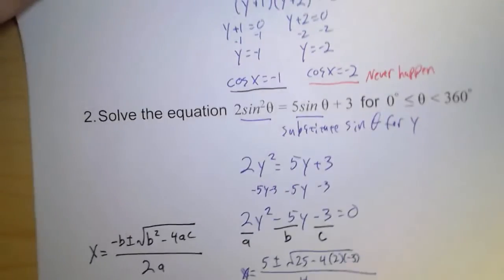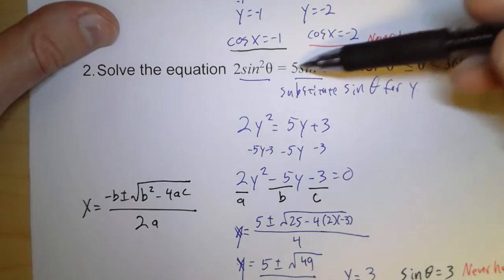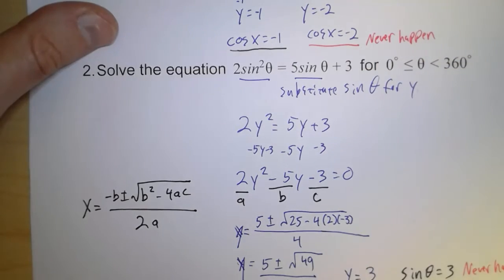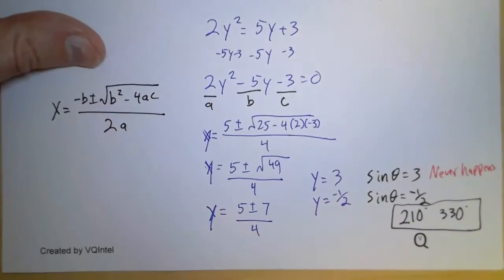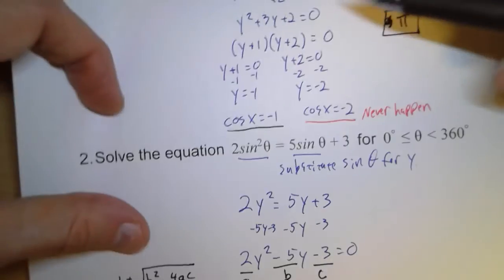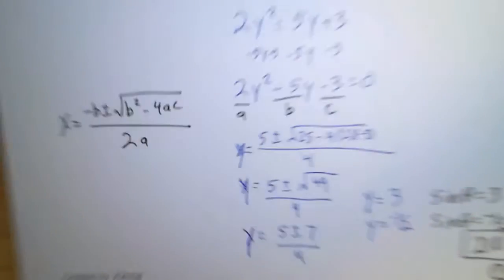So this is how we attack a problem that is really a quadratic. We just substitute out sine or cosine, and then we solve the underlying quadratic. Once we get it solved, you can use factoring like we did in number 1, or you can use the quadratic formula like we did in number 2.